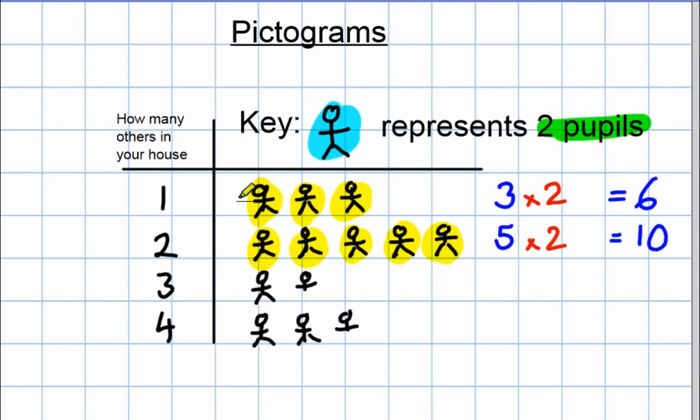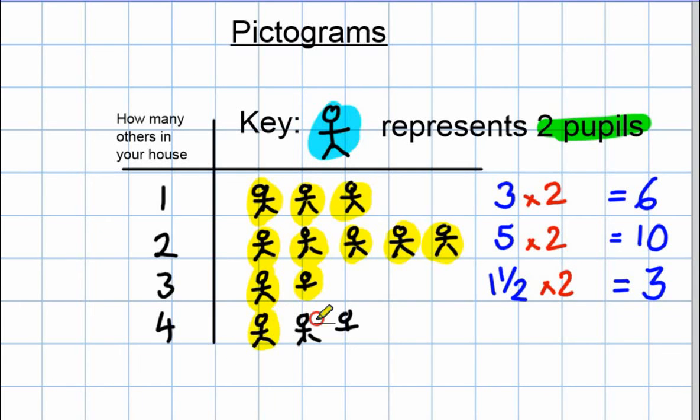But what about the number of pupils that lived in a house with 3 others? Well, I have 1 full stick man and a half stick man. So it's 1 1/2 times 2. You might want to use your calculator if you're not sure. 3.